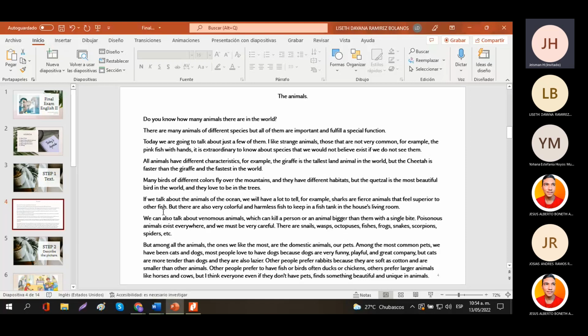Other people prefer to have fish or birds, often dogs or chickens, and others prefer large animals like horses or cows. But I think everyone, even if they don't have pets, finds something beautiful and unique in animals.